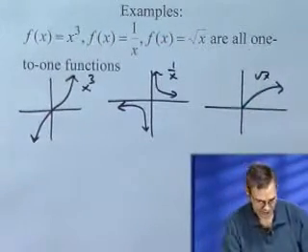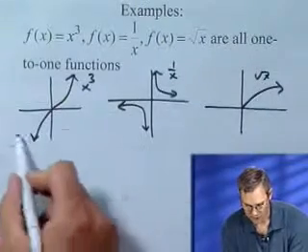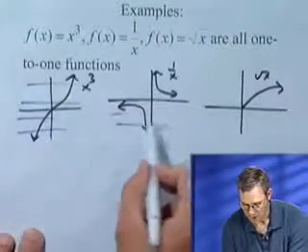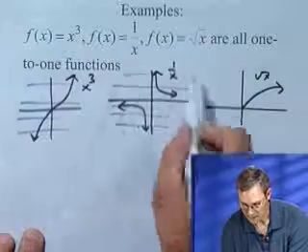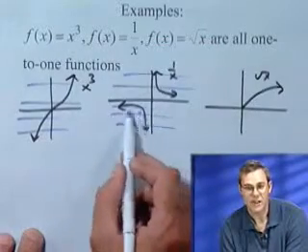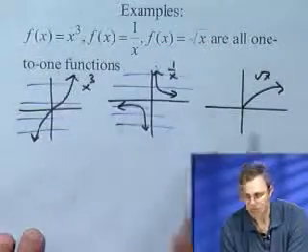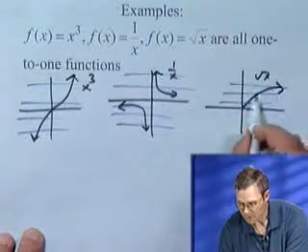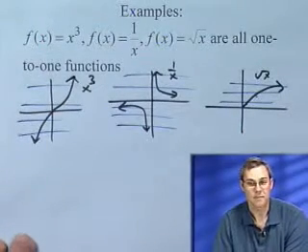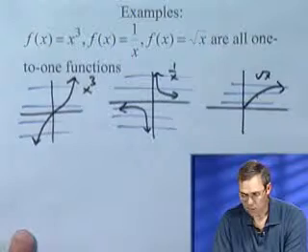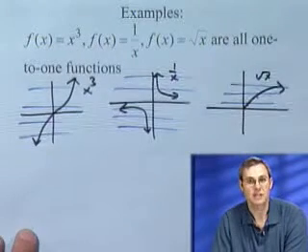Okay. Now notice, every single one of these functions passes the horizontal line test. For any line I draw, it can only intersect at most one place. That is one-to-one. Okay? The next lesson will be on inverse functions, so stay tuned and watch that one.